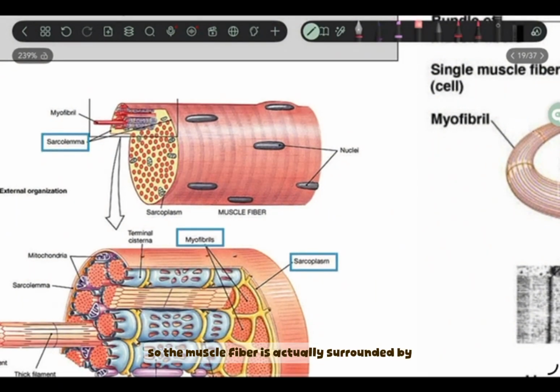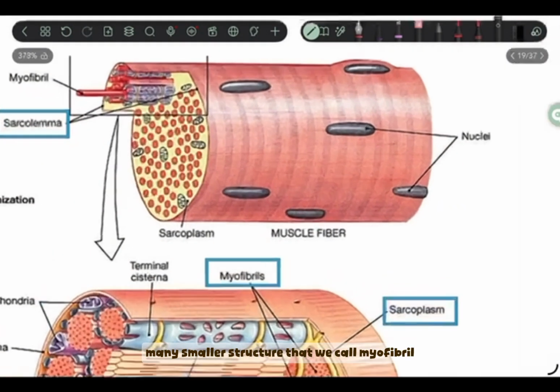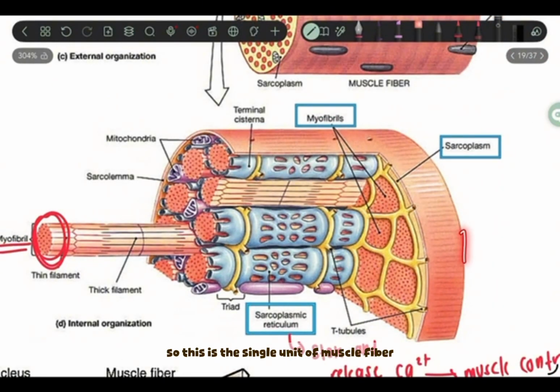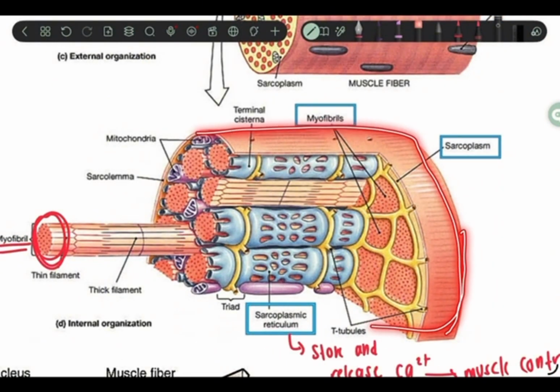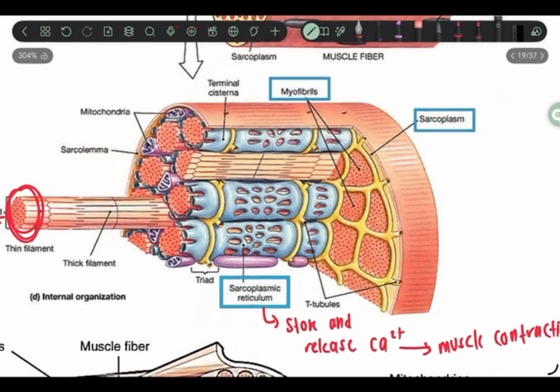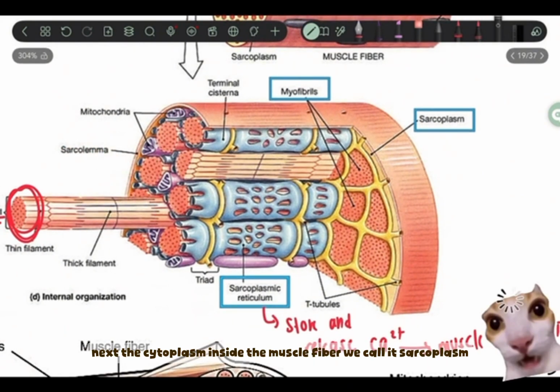The muscle fiber is made up of many smaller structures that we call myofibrils. So this is the single unit of muscle fiber, and it consists of many myofibrils. The muscle fiber is surrounded by a plasma membrane that we call sarcolemma. This is the plasma membrane of the muscle fiber. Next, the cytoplasm inside the muscle fiber, we call sarcoplasm.